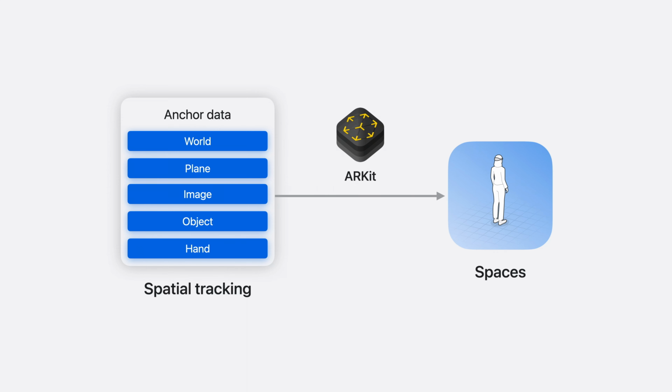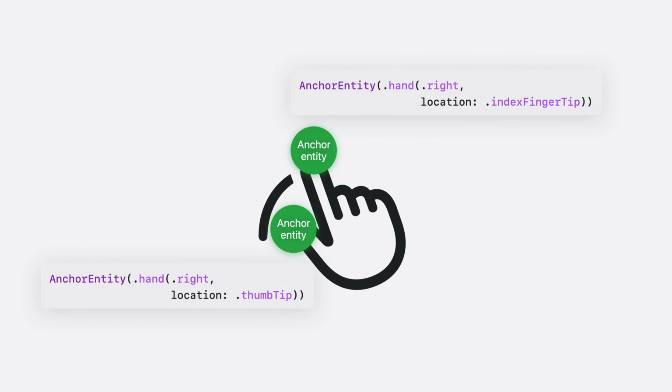In VisionOS 1.0, you could access this data using ARKit. With VisionOS 2.0, we are introducing an easier way for you to use spatial tracking in your RealityKit apps. Let's use this API to set up spatial hand tracking in our drawing app. In RealityKit, you can use Anchor Entity to affix a RealityKit entity to an AR anchor. Our drawing app creates two anchor entities for each hand. One is anchored to the thumb tip, and one is anchored to the index finger tip.